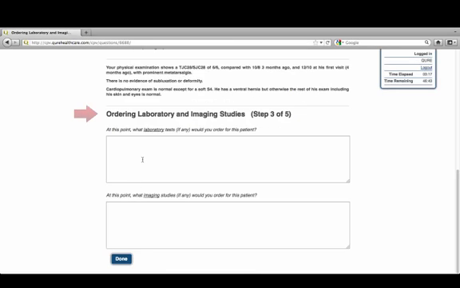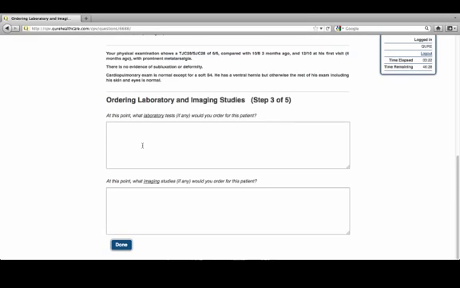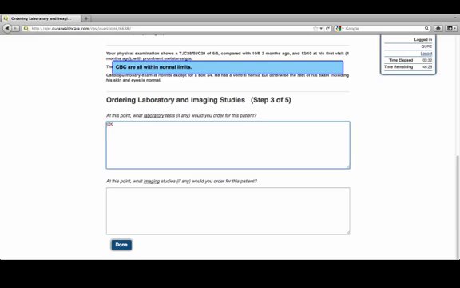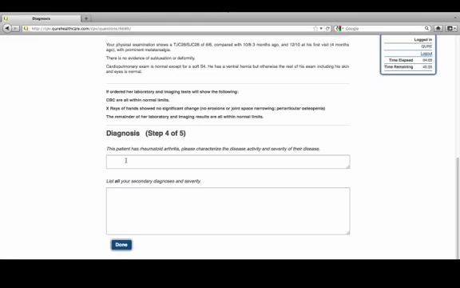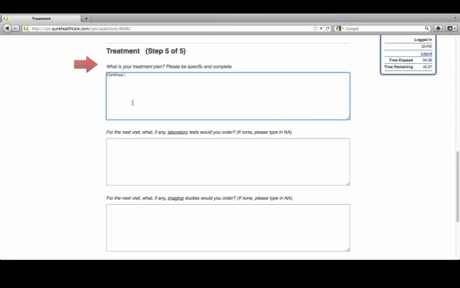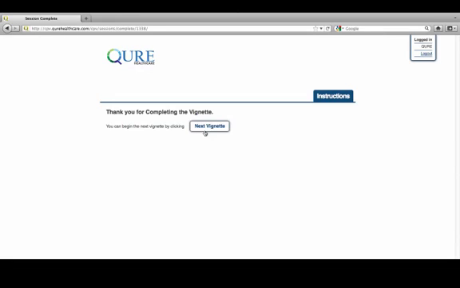The next set of questions ask about what laboratory and imaging studies the physician would order. To further simulate a real-world scenario, the physician only receives real-time laboratory and imaging results if they were ordered. Based on the information provided, she is now asked to provide a diagnosis and to list any secondary diagnoses. The final section asks the physician to detail their treatment plan. Now the doctor has completed 1 vignette.